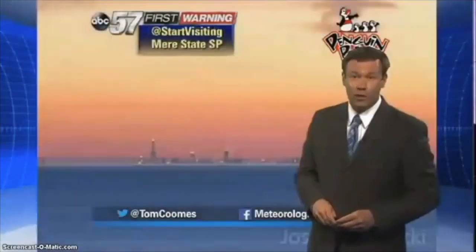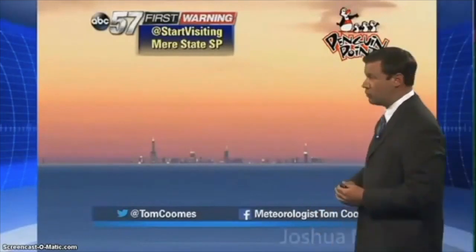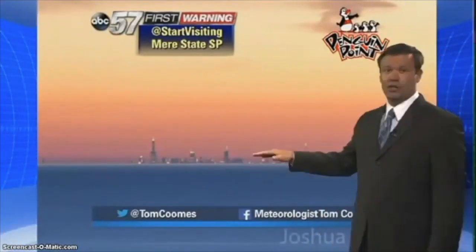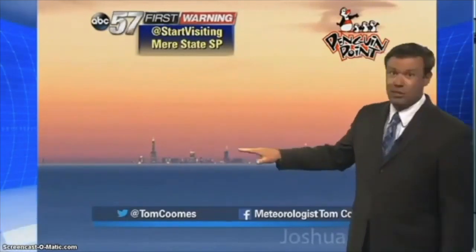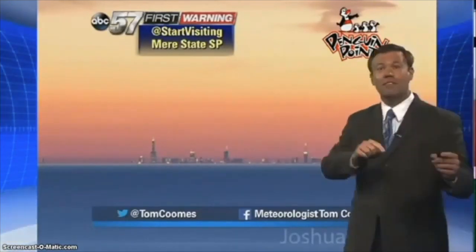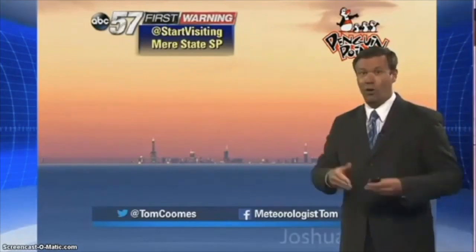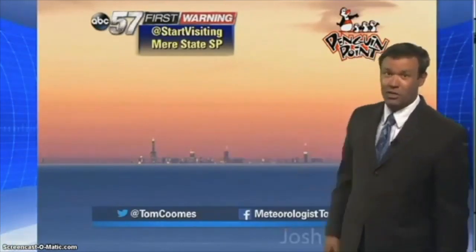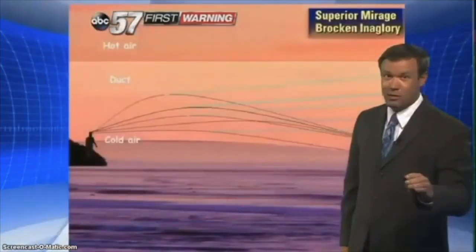Until I found this photo from Grand Mere State Park. This is from Joshua Nowicki, and what you're seeing here is a mirage. We typically would not be able to see this from the Lake Michigan shore. We talked about this last night. Conditions are right on the lake that we're actually seeing a mirage of the Chicago skyline. Very interesting here. Here's what's happening.